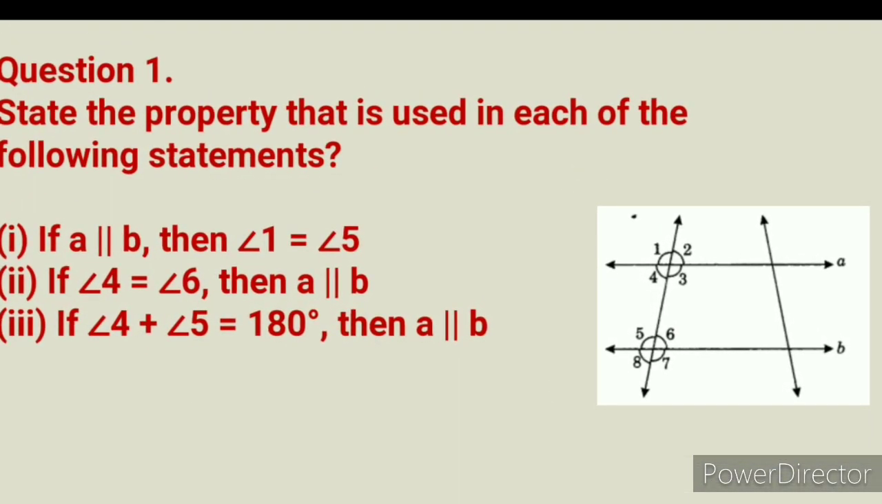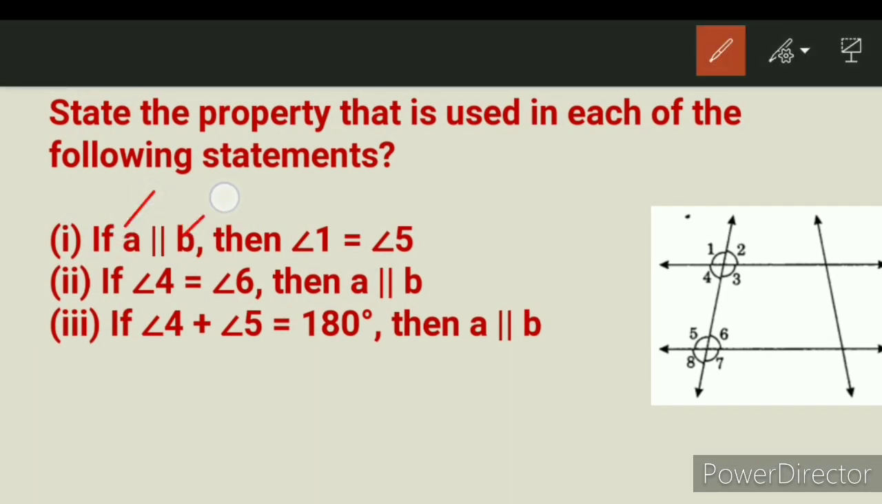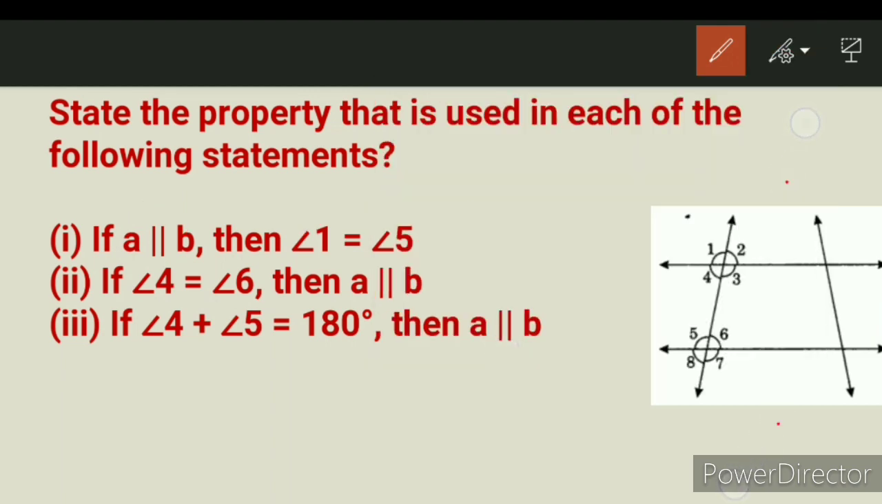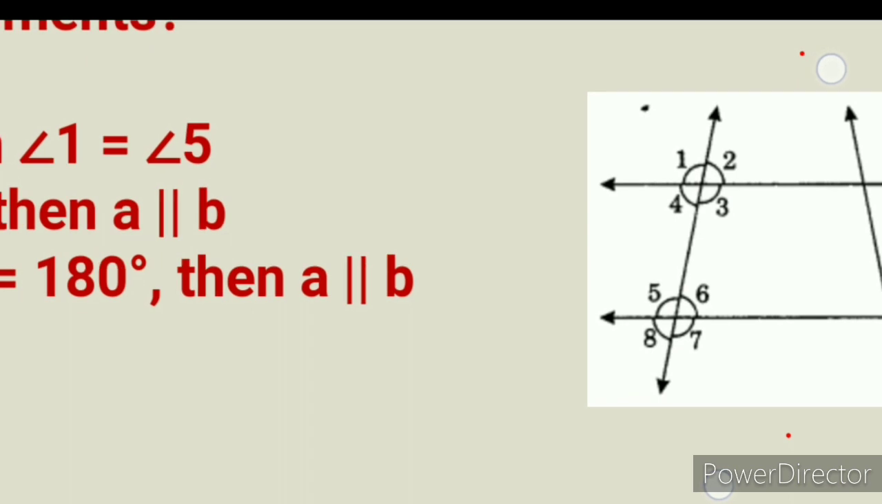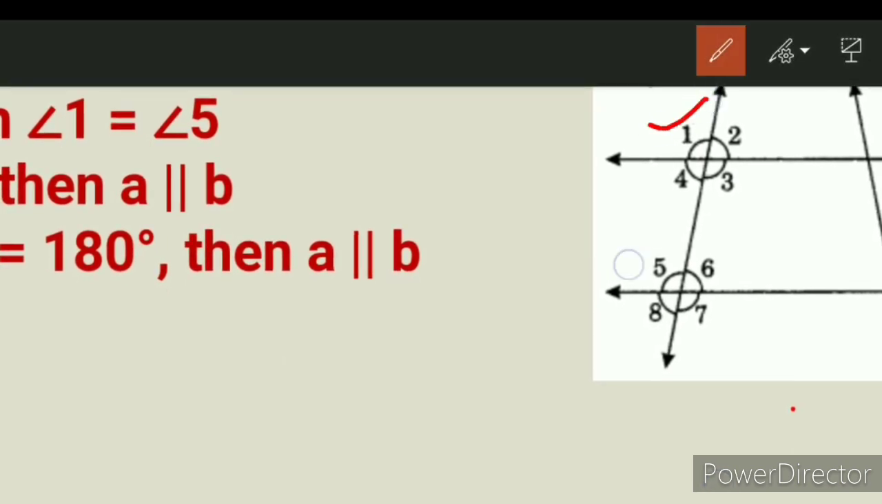First one: if A is parallel to B, what are A and B? Name these two parallel lines. Got it? Then angle 1 equals angle 5. First, we should see the position of angle 1 and 5. This is the position of angle 1 and 5.